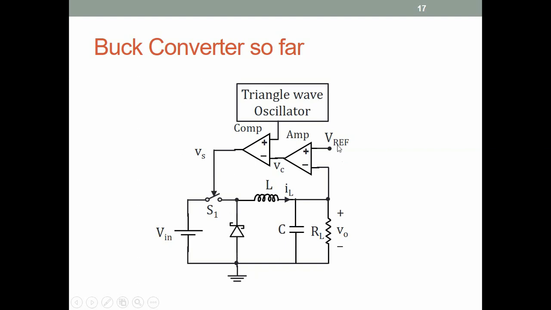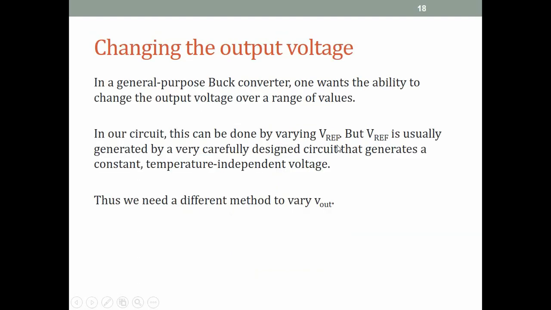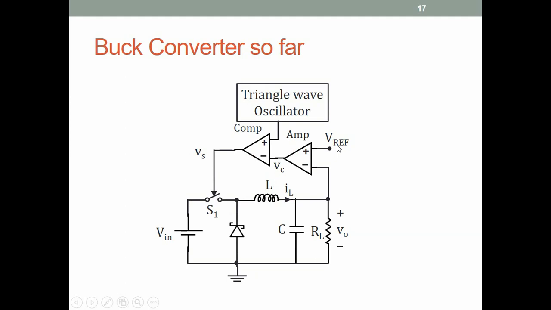Alright, okay, one more thing and then we would have arrived at our final buck converter. One more thing we want from a buck converter is, for a general purpose buck converter, as opposed to specific buck converters where we want the output voltage to be some predefined value, we want this output voltage to be variable. We want to be given some Vin, and be able to change Vo over a range of values.